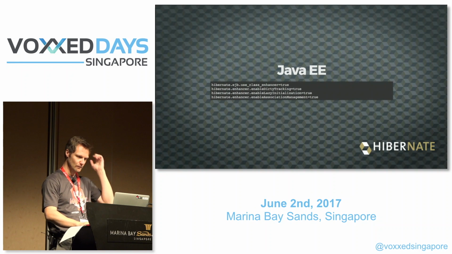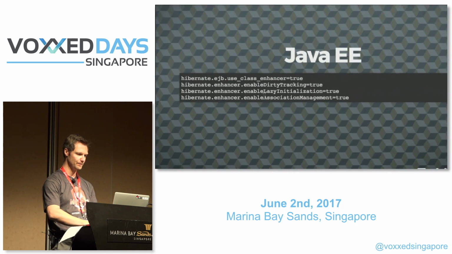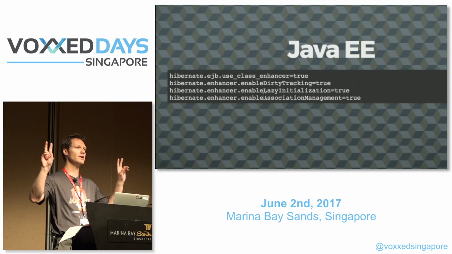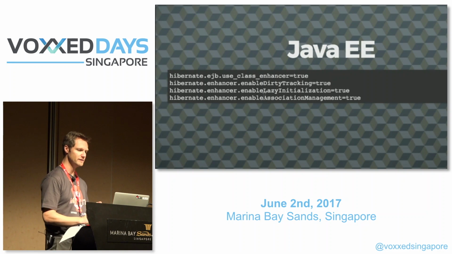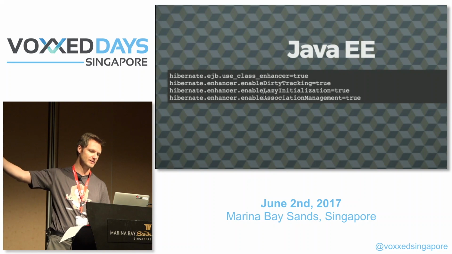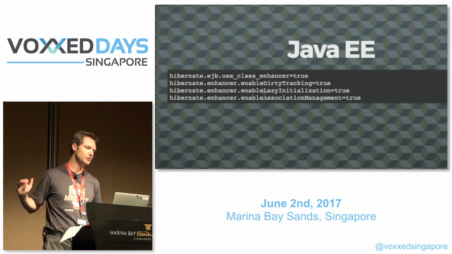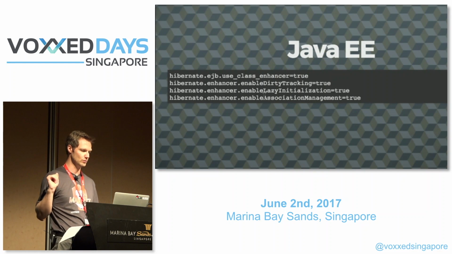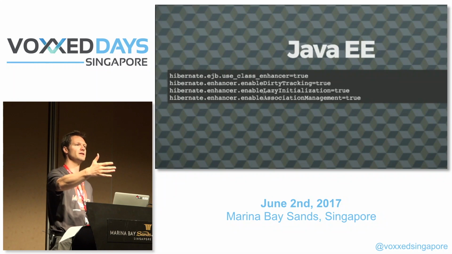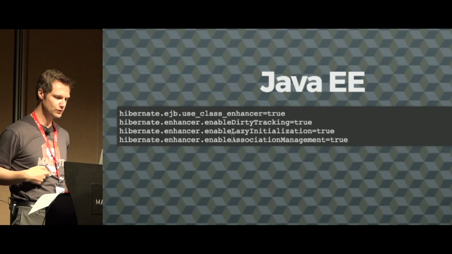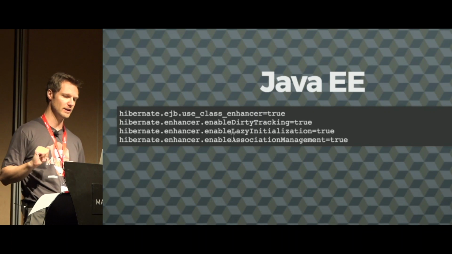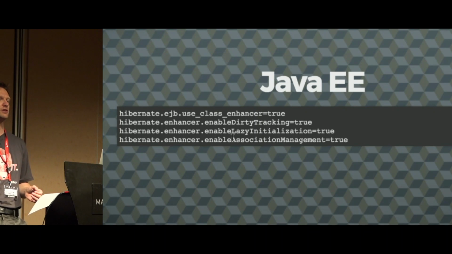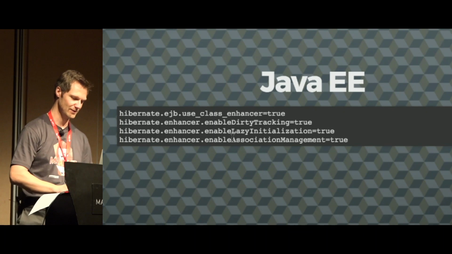How do I enable that? If you're in Java EE, actually the class instrumentation is done for you as part of the boot process. Just make sure you enable the use class enhancer, and then you decide which feature of bytecode enhancement you want to use. So dirty tracking is what I've been describing with this flag. There is also the lazy initialization of properties that I will mention in a minute, and then the enable association management, which I will mention in 2 minutes.